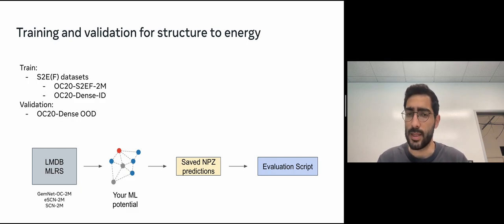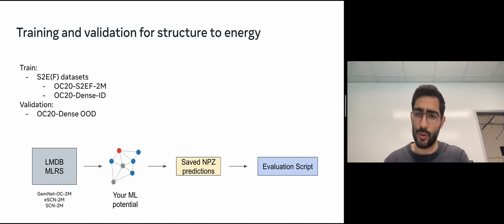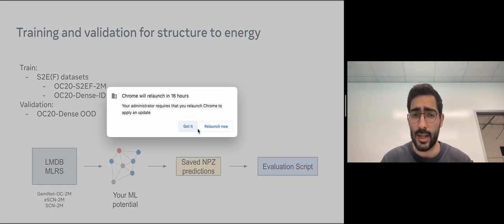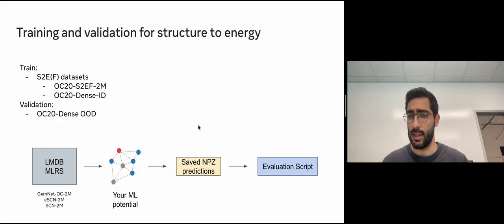So the data that you may be limited to here is OC20 S2EF 2 million and the dense in-domain data set. All this data is linked on the challenge website, so you can go check them out to download that specifically. And of course, for validation, we'll have the OC20 dense out-of-domain data set carved out for you to validate on.